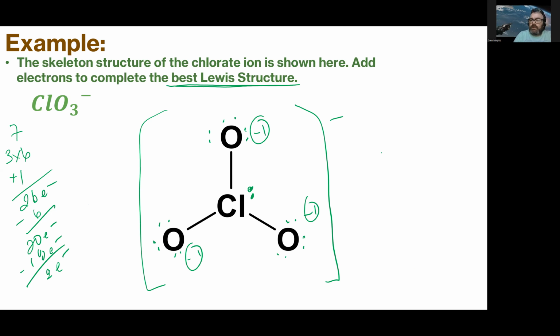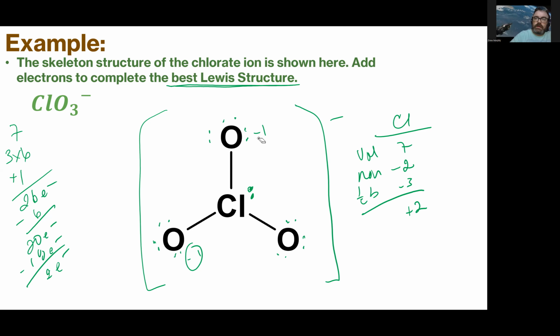Okay. For the chlorine, valence electrons are 7. Non-bonding electrons are 2. And half of the bonding is 3. So 7 minus 2 minus 3 is a +2. So we have -3 + 2. It adds up to -1, but we need the formal charge to go down. This is way too much formal charge. So what we can do, and erase this to get out of the way, is we can make multiple bonds.